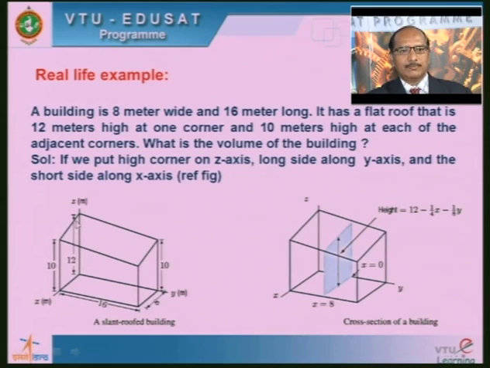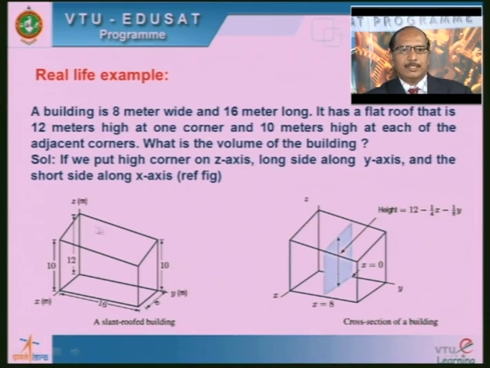12 is the maximum height of the building. On the y axis, the length is 16, along the x axis 8. It is given that it has a flat roof that is 12 meters high at one corner, that is, on the z axis, and 10 meters high at each of the adjacent corners, along the y axis and x axis. So, this is the shape of the building as per the specifications given.